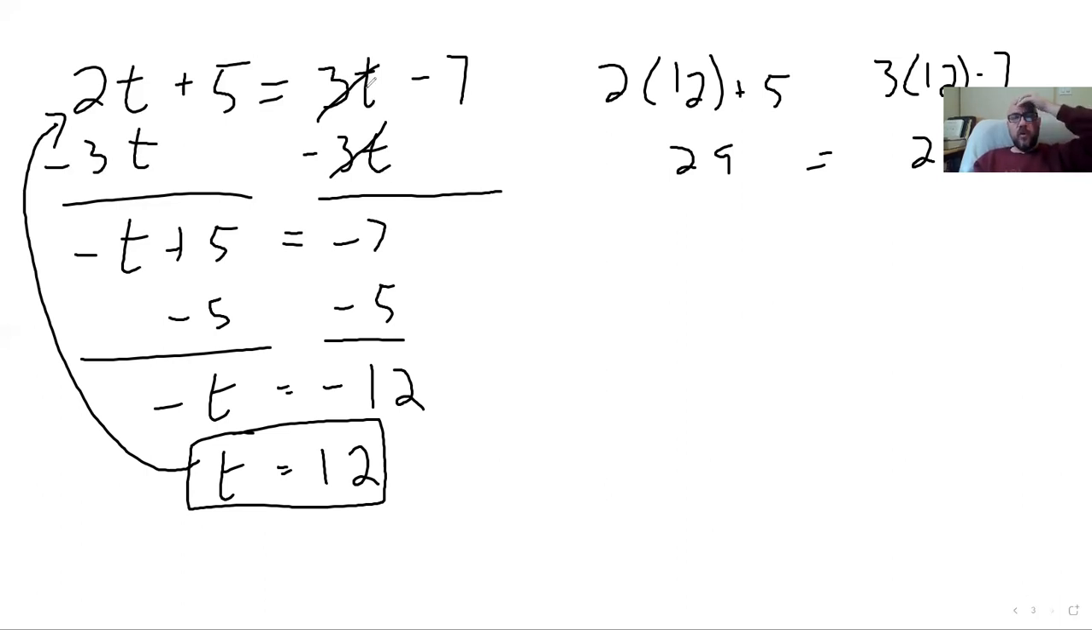So when you have multiple instances of the variable, the first thing to do is get them all together into one instance of the variable. Otherwise, you have two things that you're trying to solve for, and you can't do both at the same time. So you want to get it all down to one so that there's just the one thing to solve for.